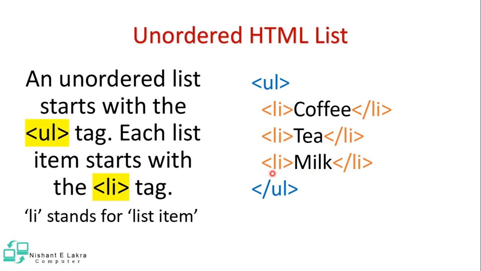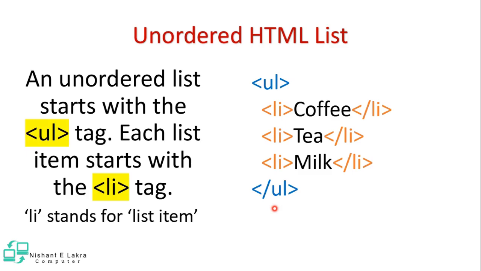We start with the list item tag, that is the li tag, and then we close it with the slash li tag. And at the end, because we have started the unordered list with the ul tag, we will end it with a slash ul tag. Okay, so this is a very short way we can present or display these three items in the web page.